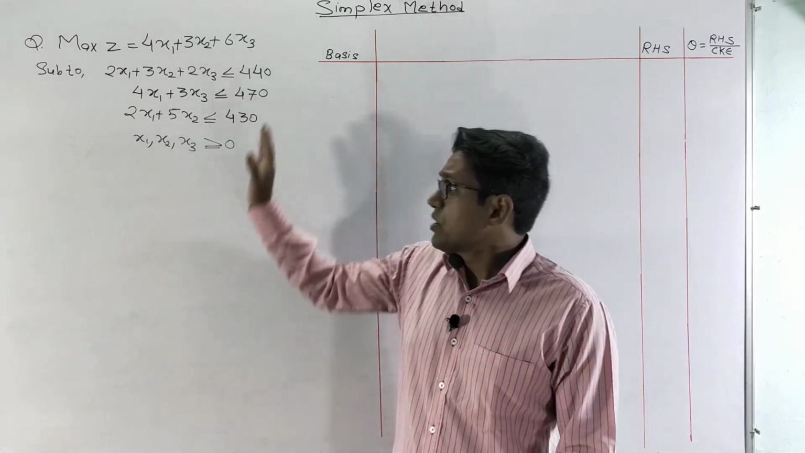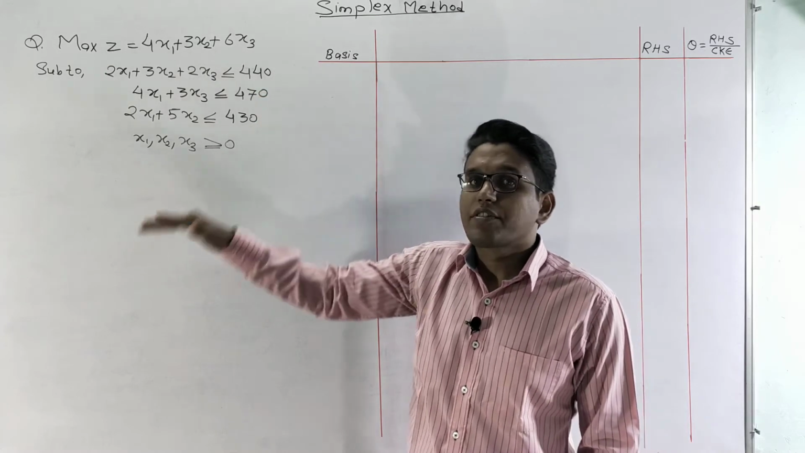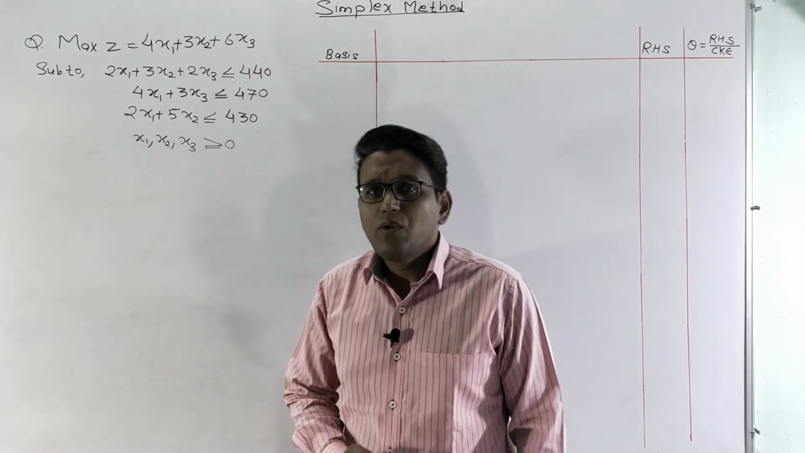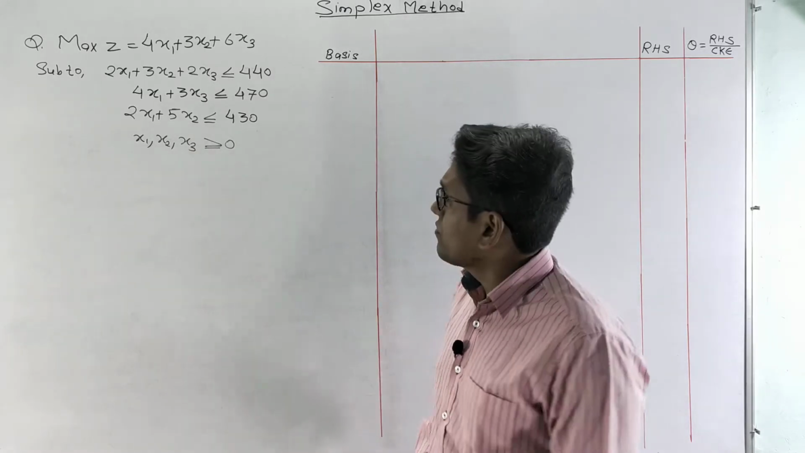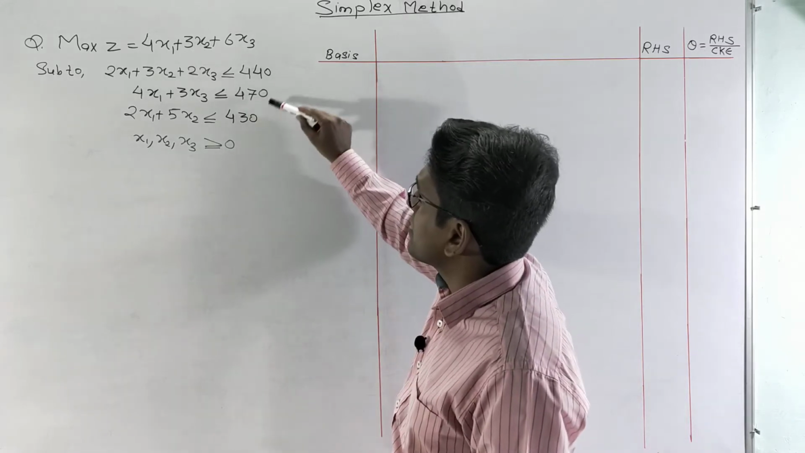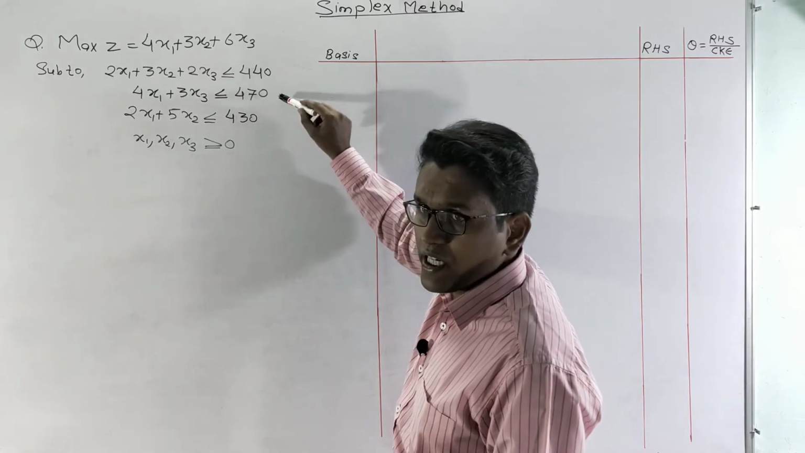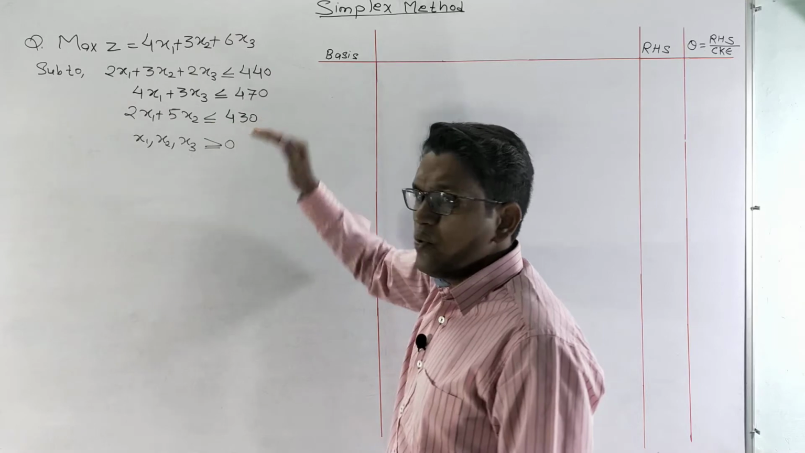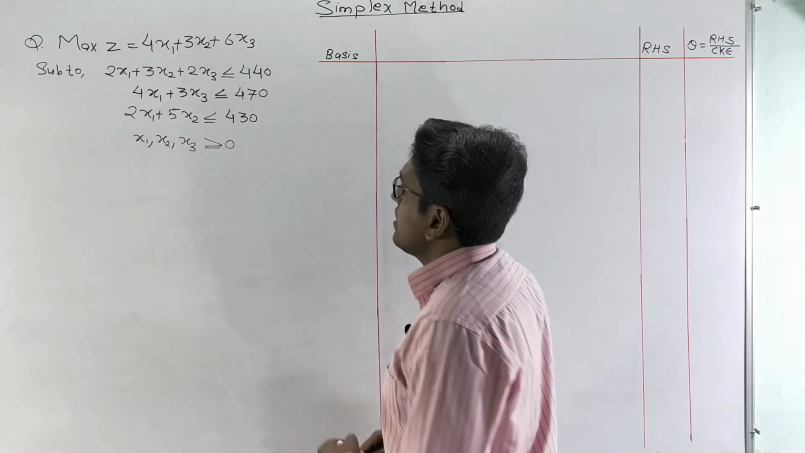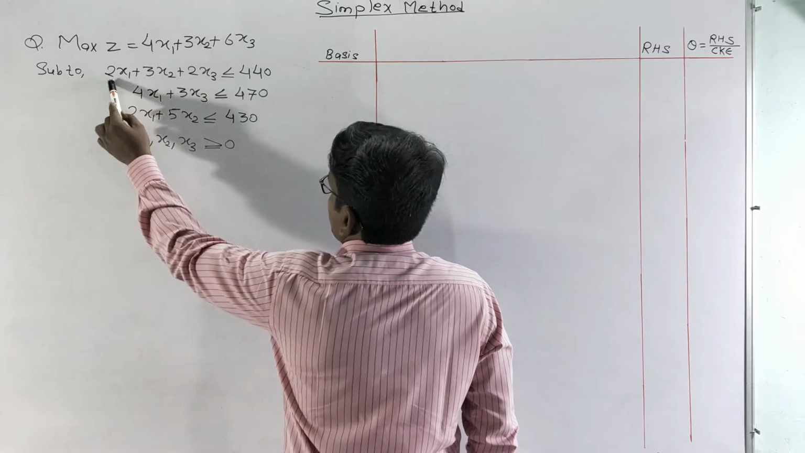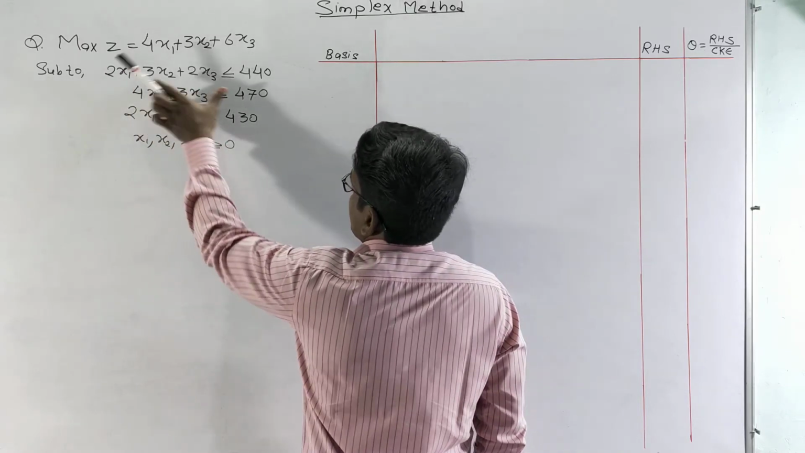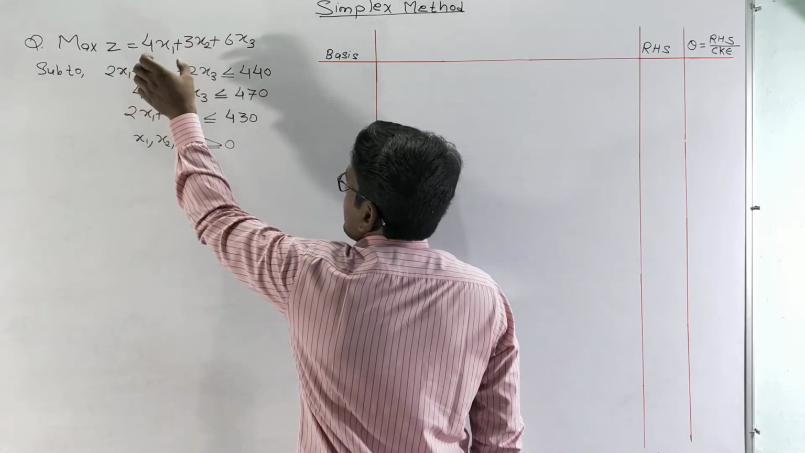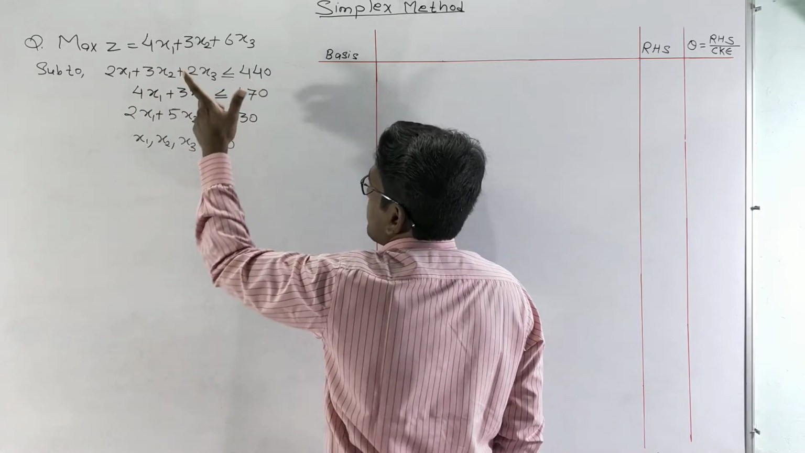Now we need to convert this form into standard form, and before doing that we need to ensure that the right hand side value of the constraints has to be non-negative. We can see that in all the three constraints the right hand side values are non-negative. So now we can move ahead and convert these inequalities into equations. As we can see, the first constraint 2x1 plus 3x2 plus 2x3 is less than or equal to 440. This means that the left hand side of the equation is either equal to 440 or less than 440.